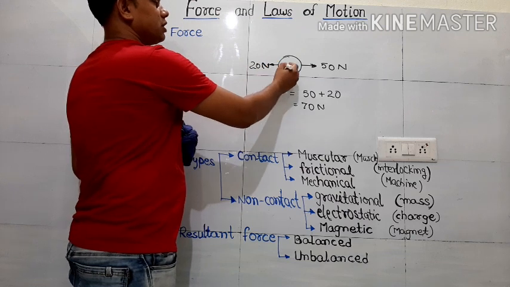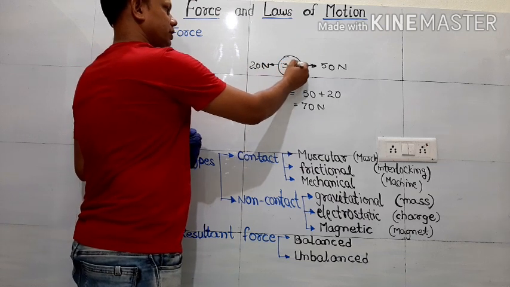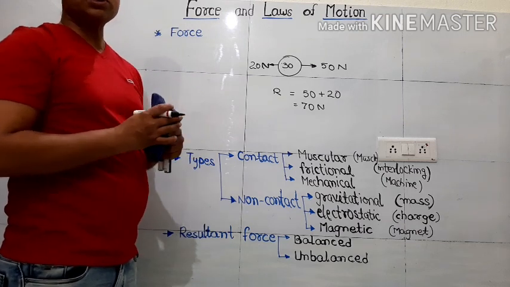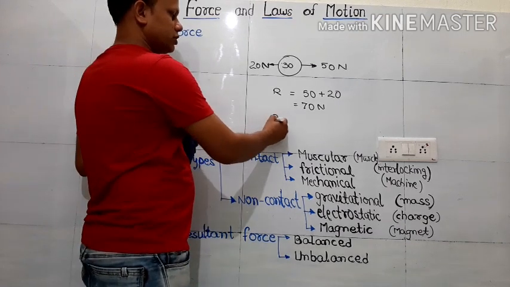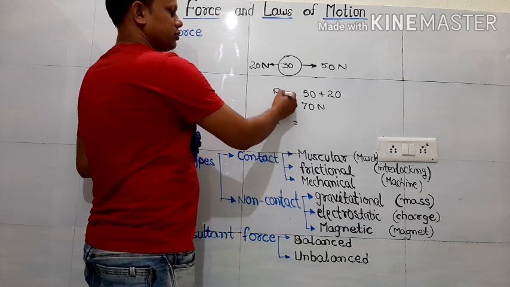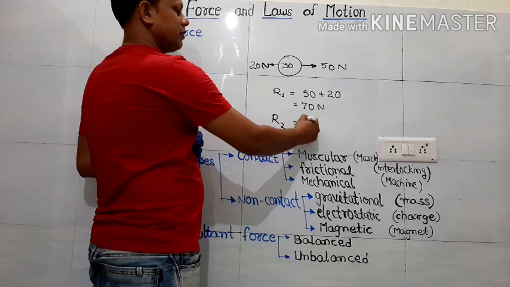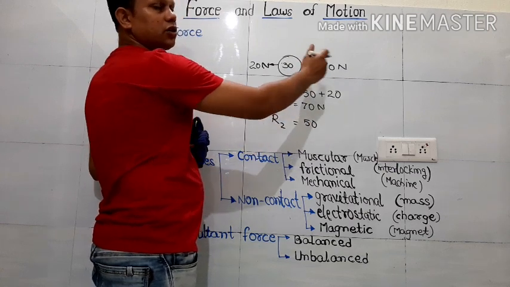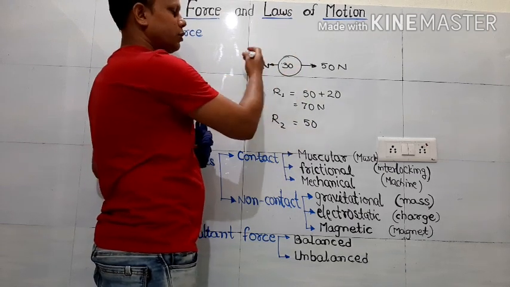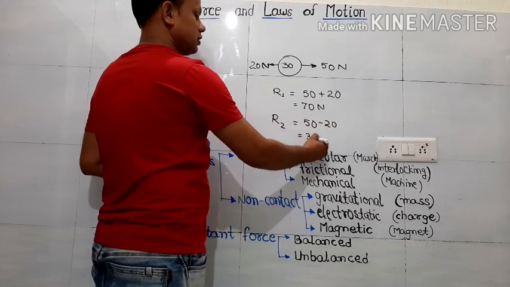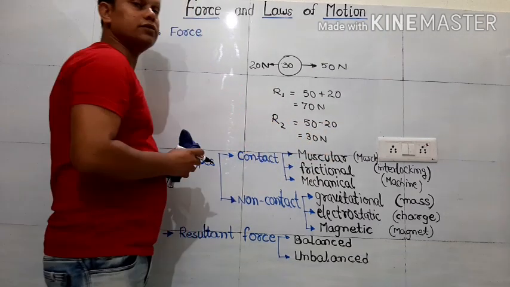Now it will observe only 30 Newton. How come 30 Newton? How come the resultant force will be 30 Newton? Now in this situation, suppose this was R1, this is R2, then another situation here. If the 50 is taken positive, according to the number system, then 20 will be taken as minus 20, and finally it will experience 30 Newton.